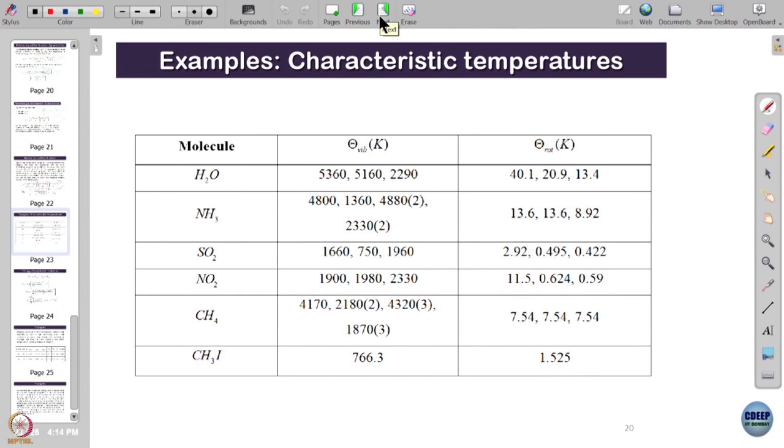So let us now consider some specific cases. Now the rotational temperature and vibrational temperature give you a measure. This is a very important thing. They give you a measure of the quantumness of the system and the importance of that particular mode in my thermodynamic properties. For example, in case of water, I have 3 vibrations.